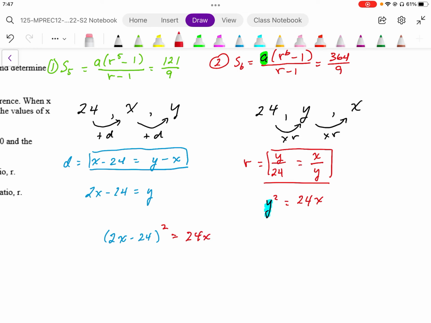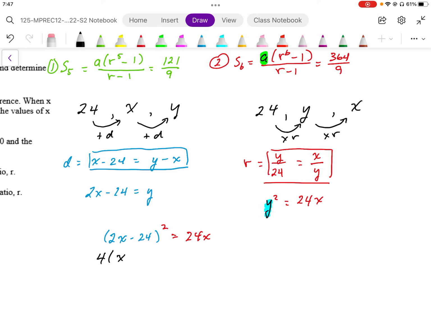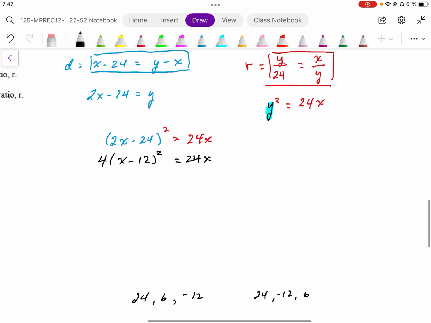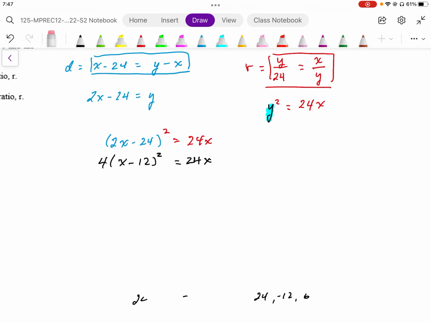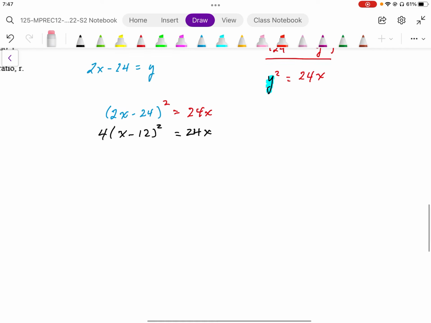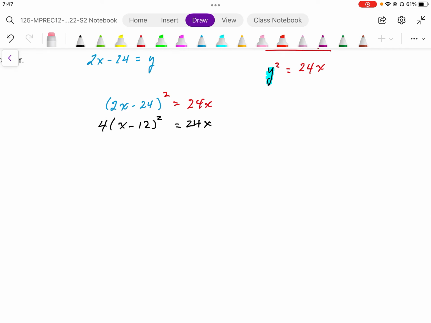Okay, so I'm just going to factor out the 2. So that 2 on the outside becomes 2 squared, or 4. And I end up with just 4 times x minus 12 squared equals 24x. It would be nice to simplify this a little bit. So I'm going to get rid of that 4 by dividing by 4. So I end up with x minus 12 squared is equal to 6x.